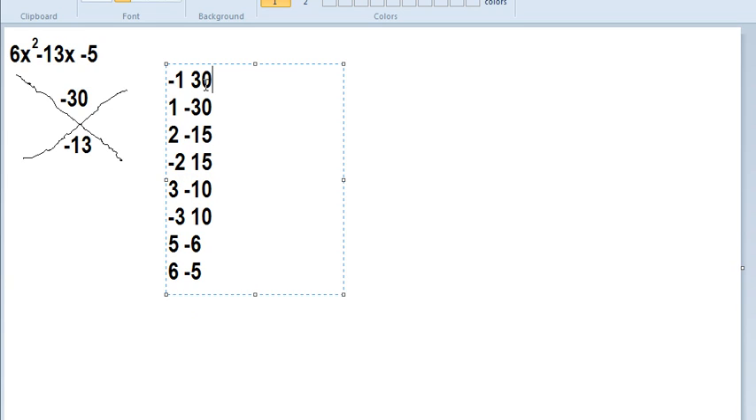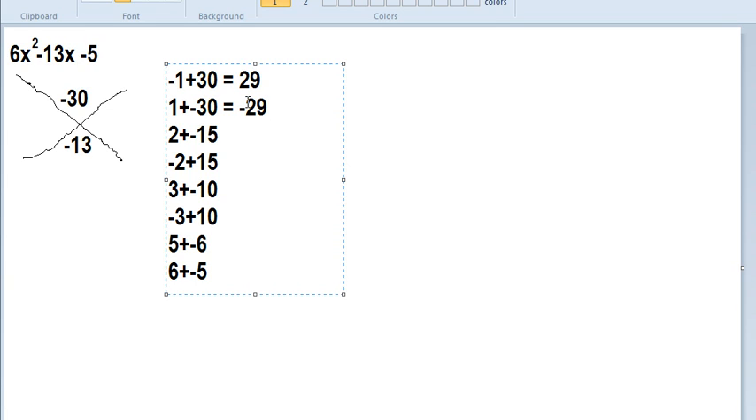Okay, so what's negative 1 plus 30? That's 29. I'm going to go ahead and put a plus in each of these so you know what's going on. So, let's think about the next one. For the next one, we have 1 plus negative 30. Plus a negative we all know is a minus. So 1 minus 30 is actually just going to be negative 29. So you see how these are opposites? That's always going to be the case.